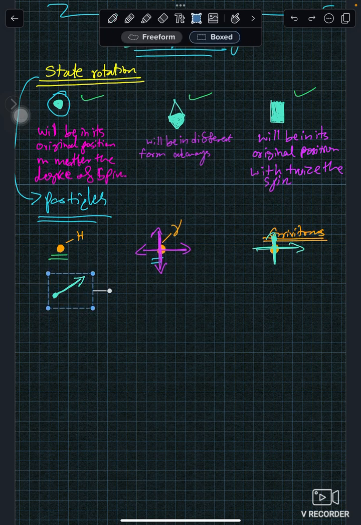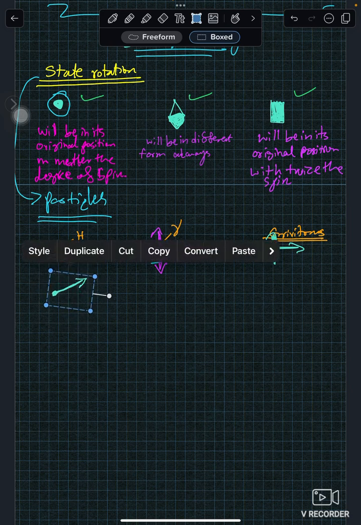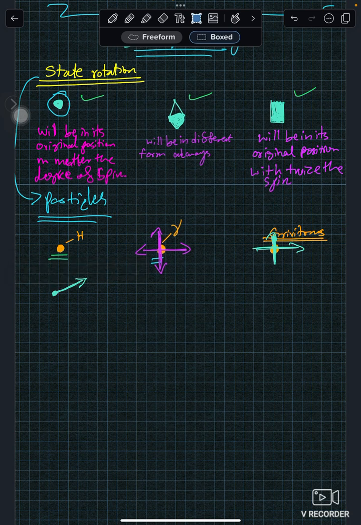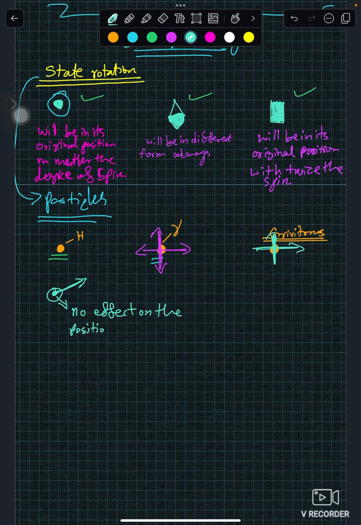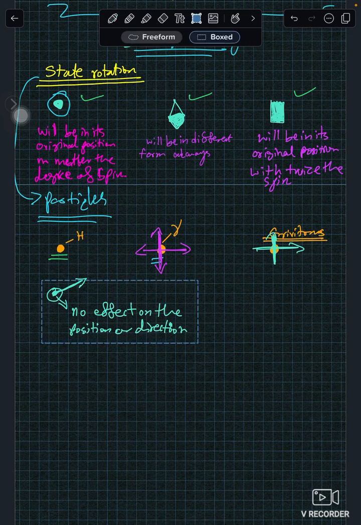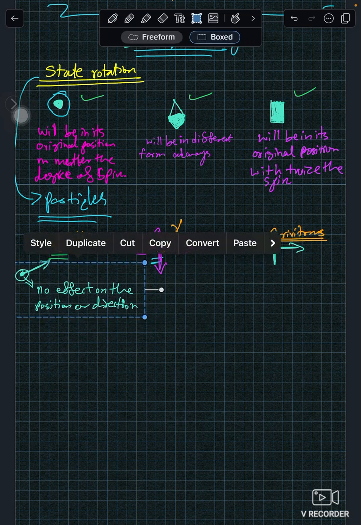When I rotate this vector, no matter the rotation, nothing is happening to this particle. This particle over here, in whatever direction I spin it, has no effect on the position or direction. Okay, so this is a point particle. I think that's what we call a point particle.